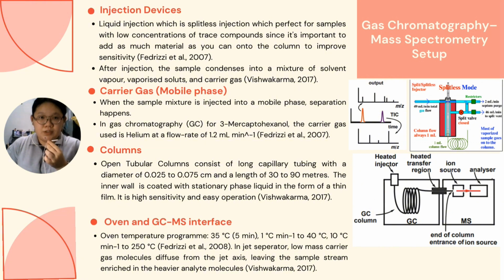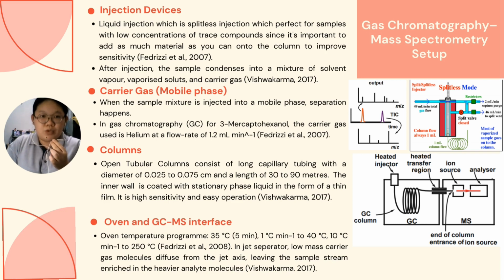The splitless injection is suitable for our analyte with low concentration of gas compound because it is important to add as much as we can to improve the sensitivity. The carrier gas in the GC for 3-mercaptohexanol is helium at a flow rate of 1.2 ml per minute. The open tubular column is used because it is high quality and easy to operate. For the oven, the temperature program is 35 degrees Celsius for 5 minutes, 1 degree Celsius per minute to 40 degrees Celsius, and then 10 degrees Celsius per minute to 250 degrees Celsius.